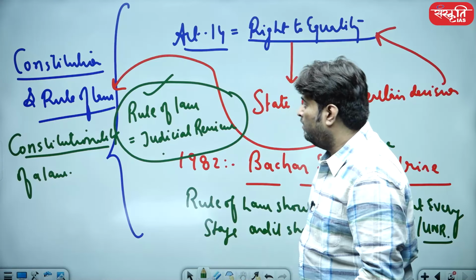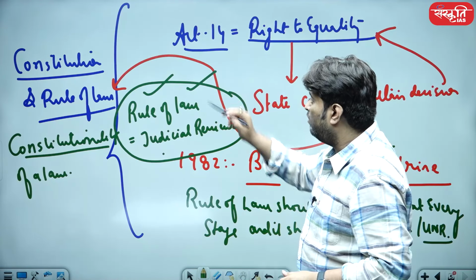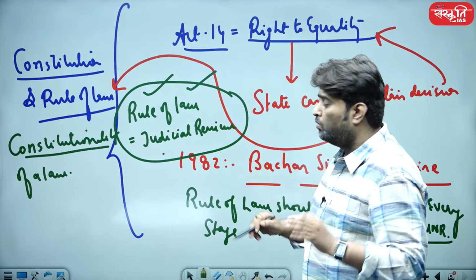The only party which will ensure rule of law, which will make sure that the rule of law is there in every nook and corner of this country, has to be the judiciary, because the judiciary has the power of judicial review of various steps taken by the government and its agencies. So again, a very important line, student, which we have to understand.